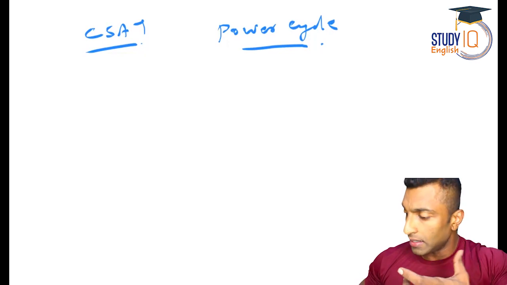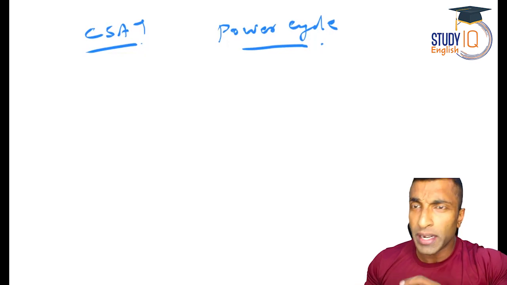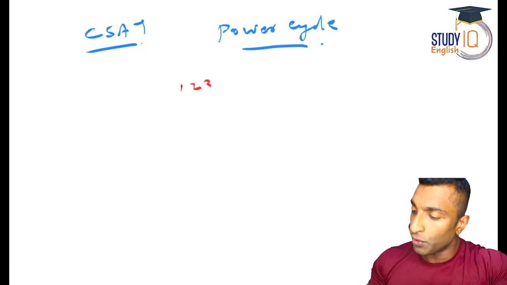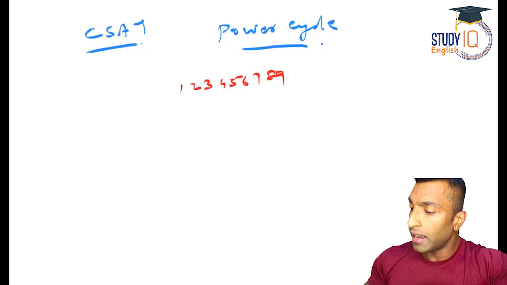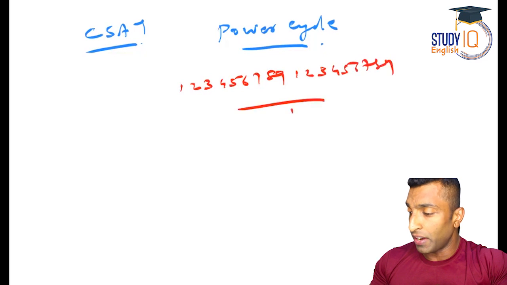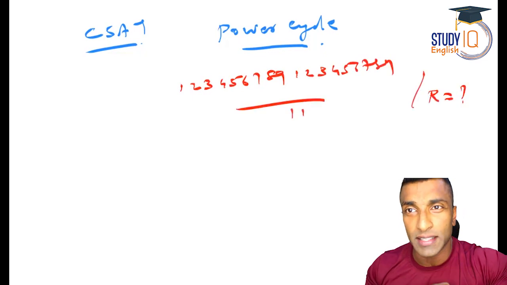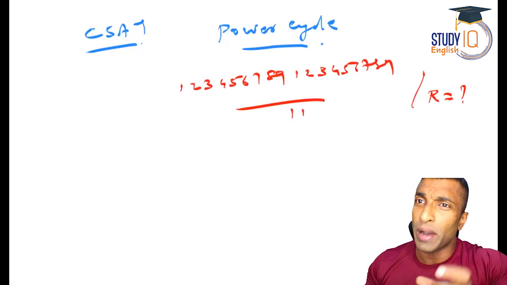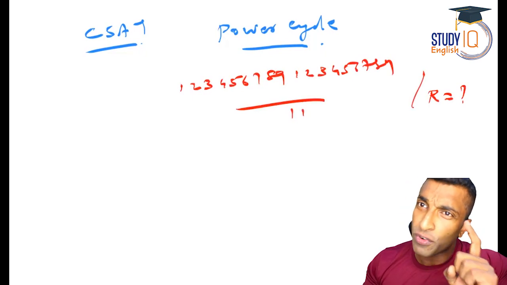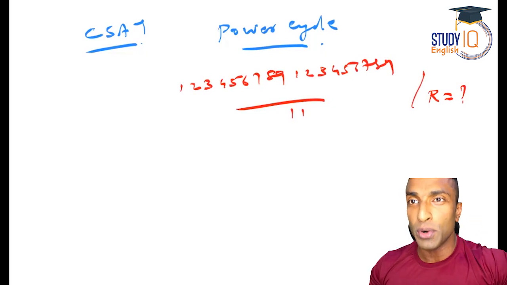So guys, I'll tell you what kind of method we are following. Let's say you get a question like this: 1, 2, 3, 4, 5, 6, 7, 8, 9, again 1, 2, 3, 4, 5, 6, 7, 8, 9, divided by 11. Now they are asking you the remainder. A similar question is what they asked last year also. Guys, what if I tell you I can solve this question in 1 second? This is the approach that I'm going to teach you.